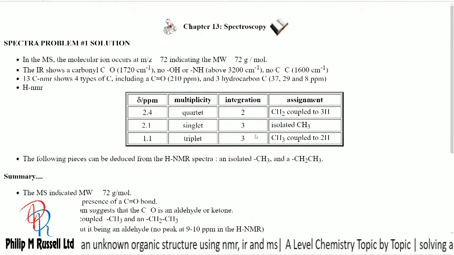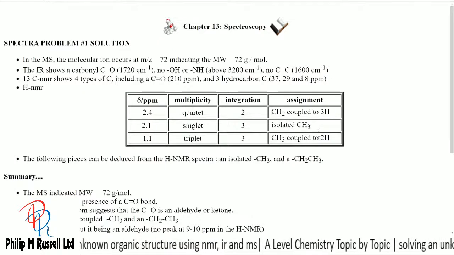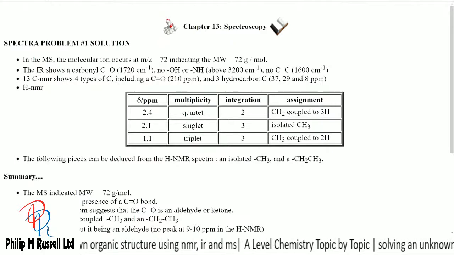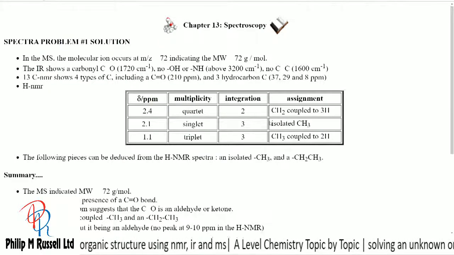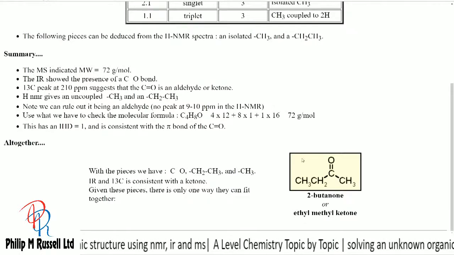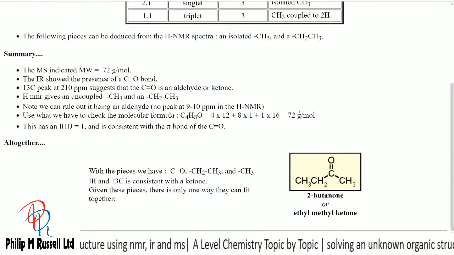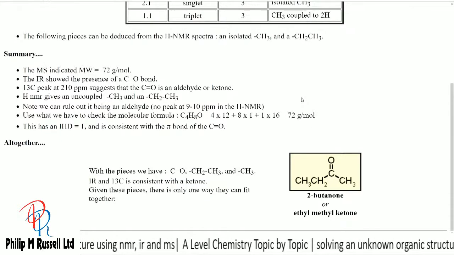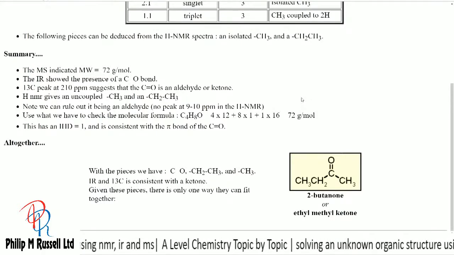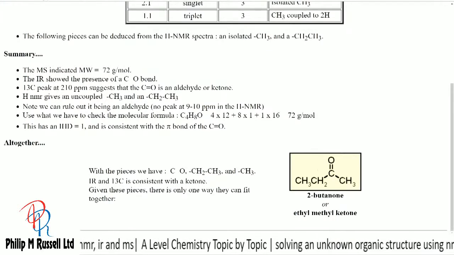You've got those things, which is fine, and you can see there is that isolated, which is only n plus 1. And we worked out they had an isolated CH3 and a CH2 CH3. So putting all that together, we had an aldehyde or a ketone. Now I went immediately for a ketone, and the reason was I had two lots of CH3s, which suggests I probably didn't have a CHO at one end. Yeah, that's fine.